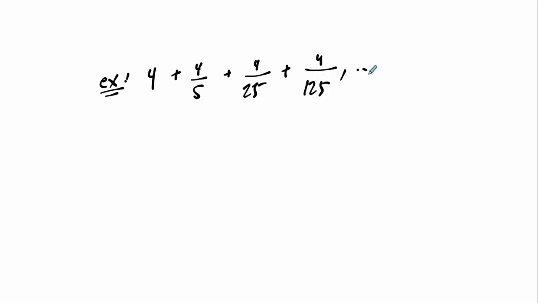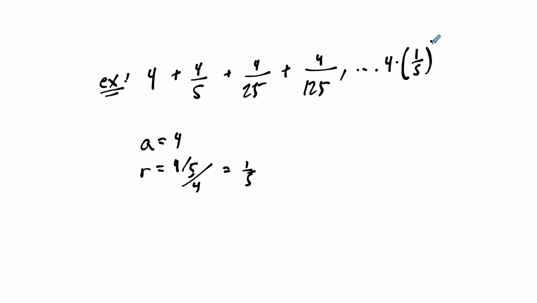So let's say an example where the absolute value of r is actually less than 1. You start off with 4, then you have 4 fifths plus 4 over 25, plus 4 over 125, and so on and so forth. Now here, you might notice right away, and again, you can figure it out by saying A is 4, R equals 4 fifths over 4, which is 1 fifth. That means that the nth term is just 4 times 1 fifth to the n minus 1 power. That's a little sloppy. Let's fix that.